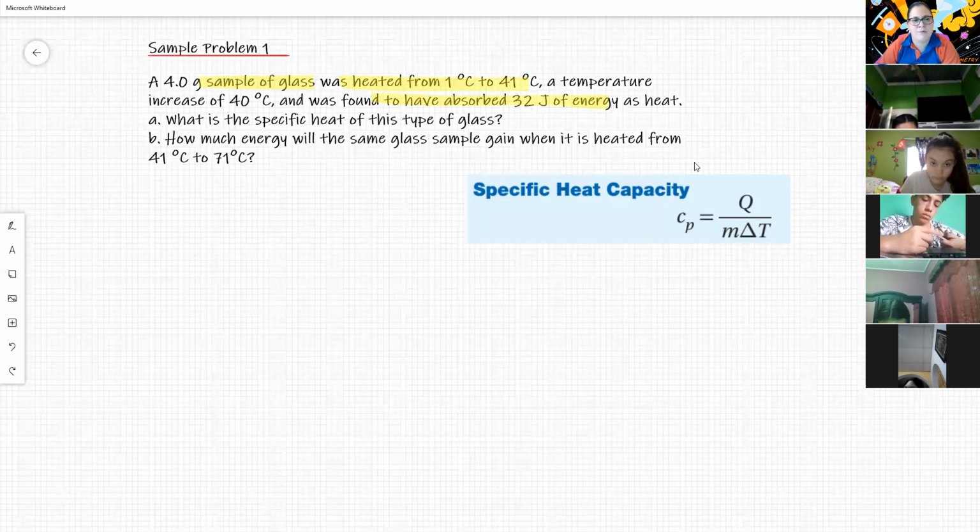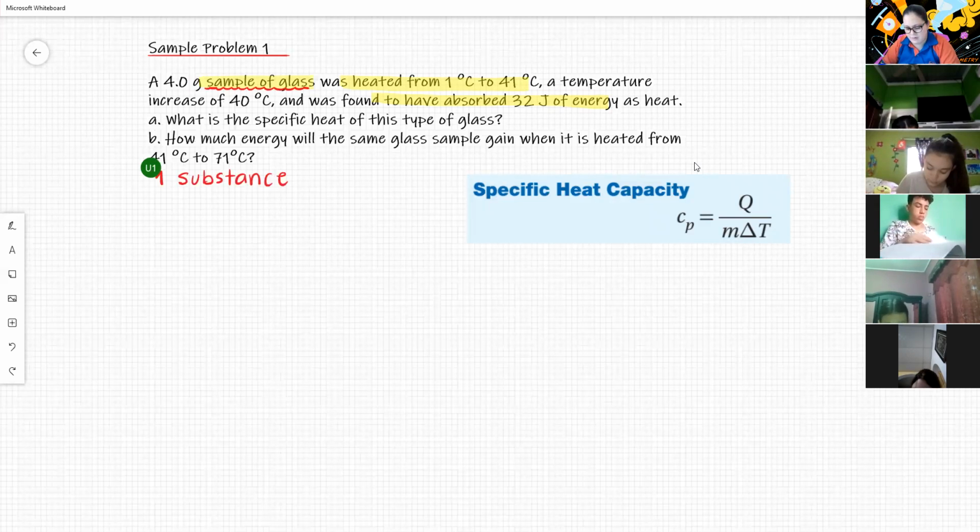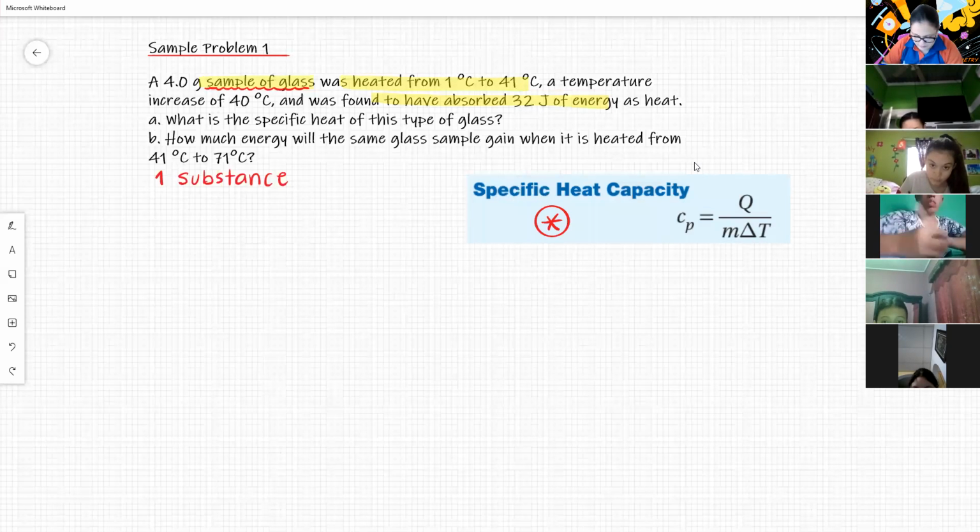What are we talking about? Are we talking about the sample of glass or are we talking about another substance? Sample of glass. So in the entire problem, here we just have the sample of glass. So for this problem, we just have one substance. When you have one substance, you can directly use the specific heat capacity equation that we have over there, okay? This is for only one substance.